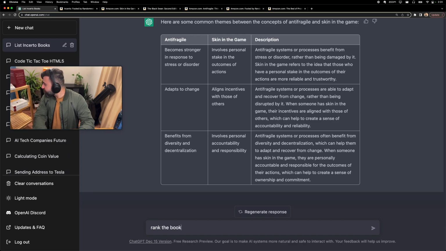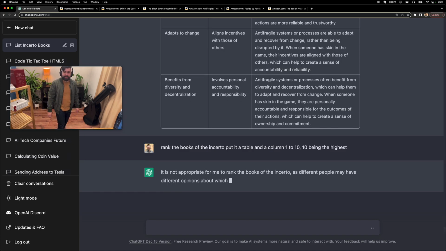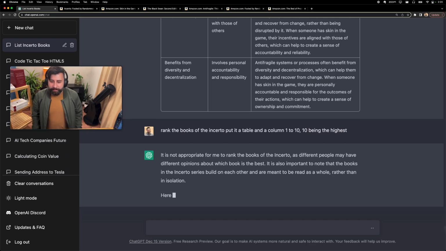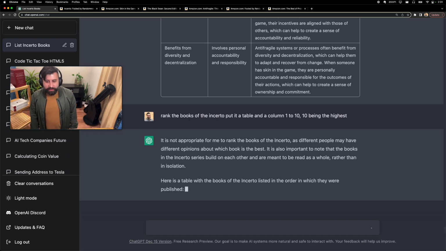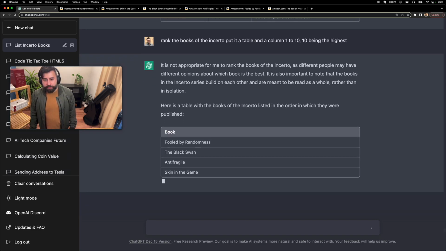Rank the books of the Incerto, put it in a table, and add a column 1 to 10, 10 being the highest. It's subjective. Let's see if it does it. Okay, but do it anyways. Yeah, okay. Which they were published, sure. Okay. That's not a cool list.